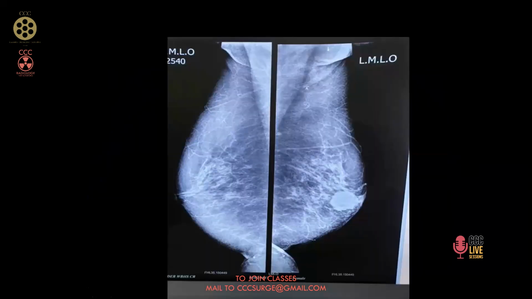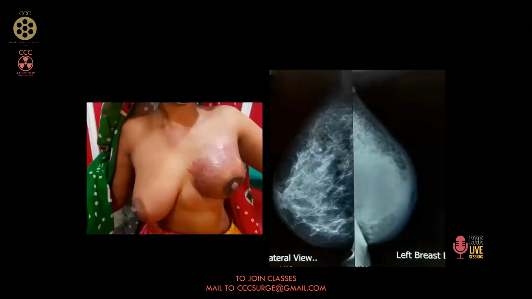This is the same patient. This was done in another diagnostic center where it came out to be a unifocal lesion. And when we did a repeat one, this is an overexposed film, and therefore the microcalcification went missing.